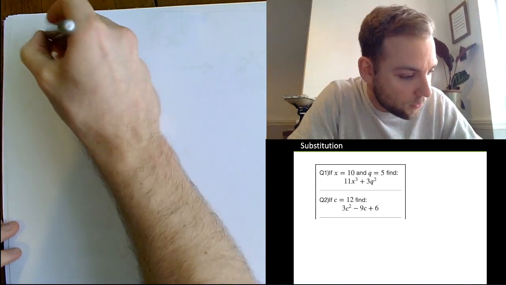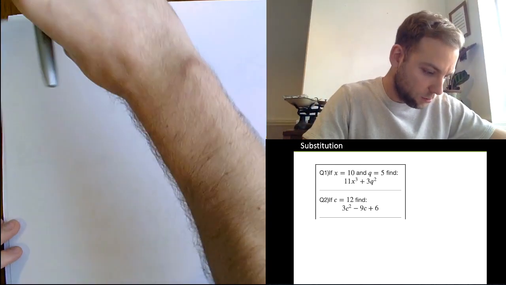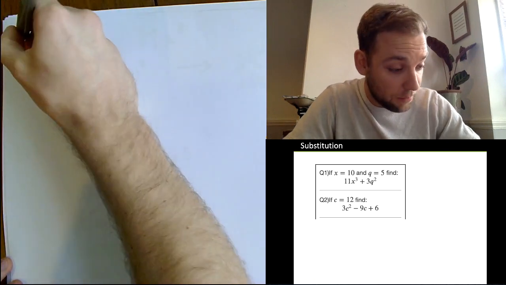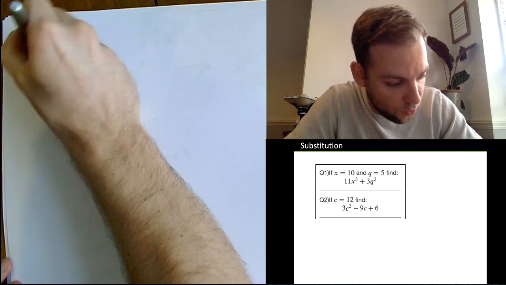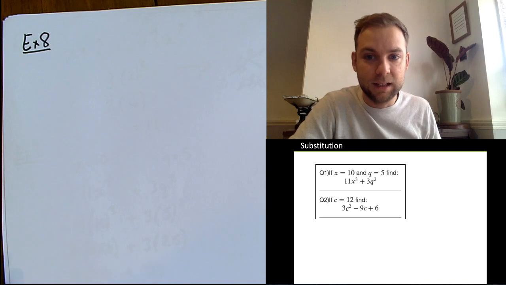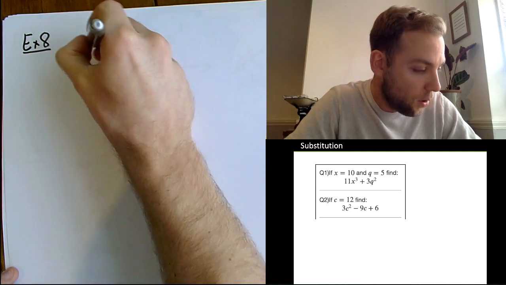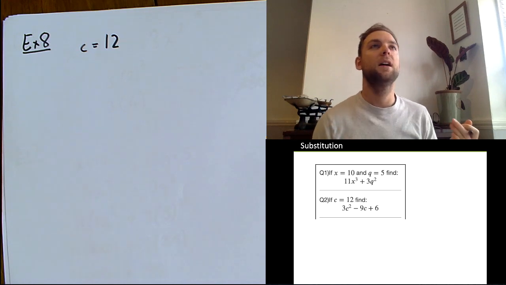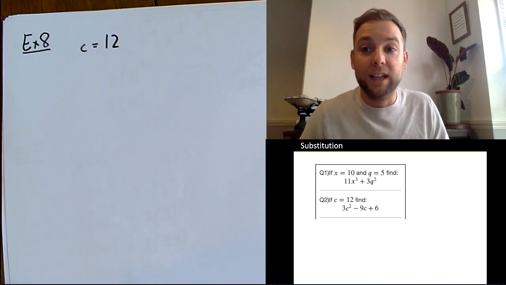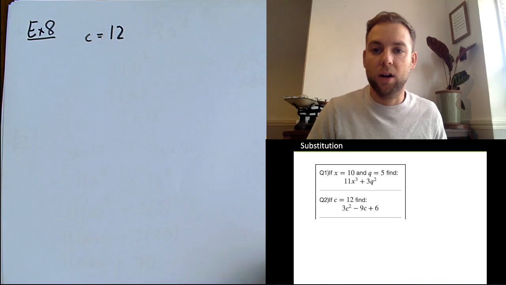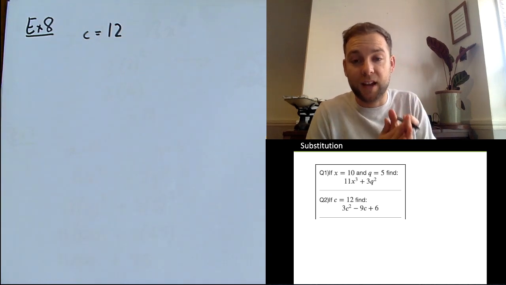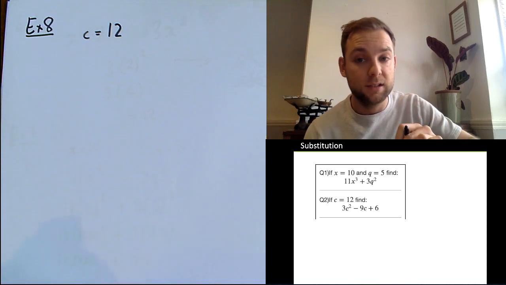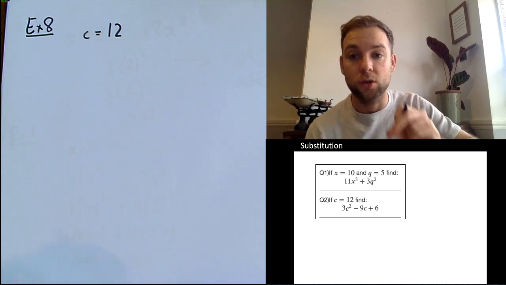So, here I've got example 8. Now I'm going to do this with my calculator, just to show you how easy it is with a calculator. Now, you might think to yourself, why don't I just use the calculator all the time? I've got my calculator at home, why can't I use my own calculator all the time? Now, the reason for that is because you're going to do a non-calculator paper. So you've got to practice those techniques, otherwise you're going to struggle on the day.